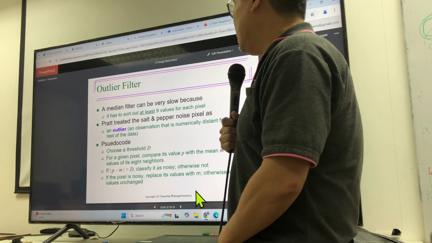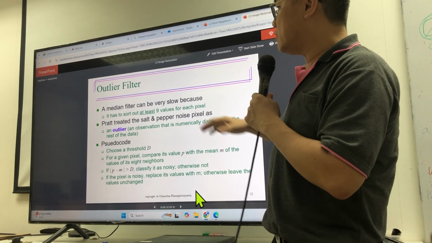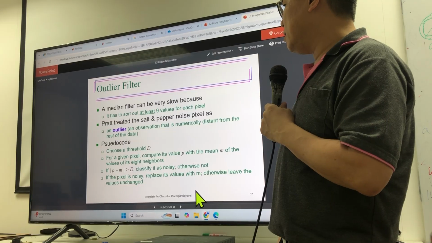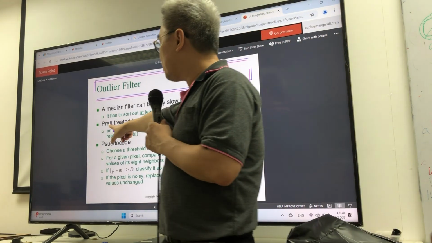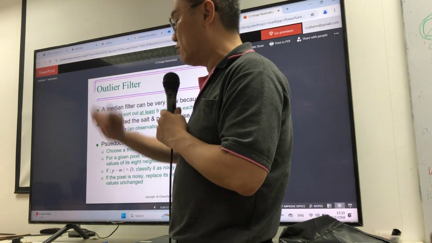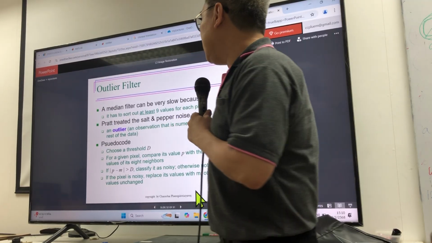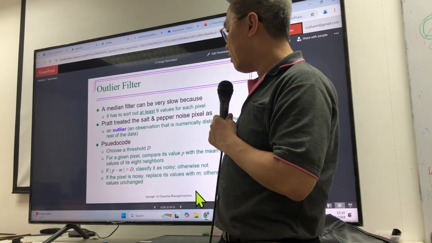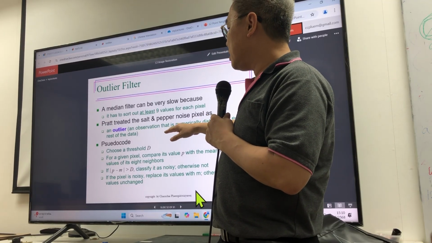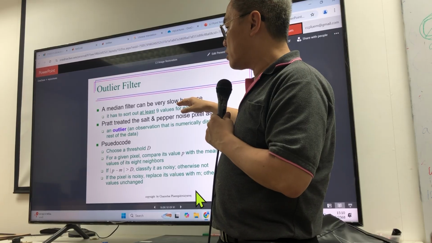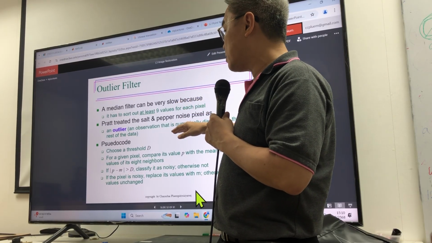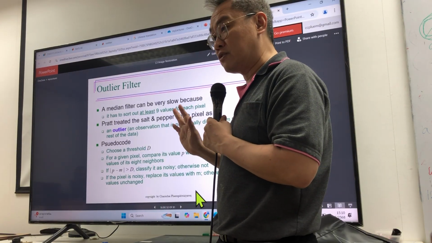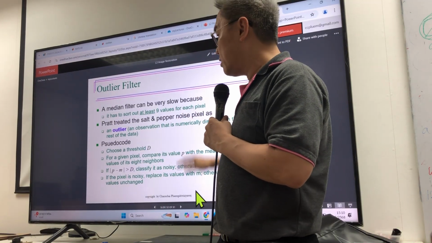Okay, next is the outlier filter. The outlier filter is similar to the median filter. Pratt is the person who thought of it, the person who wrote the paper. He says that he can treat salt and pepper noise as outliers. Instead of using the median filter, he claimed that he can get rid of salt and pepper noise much faster because it becomes linear.